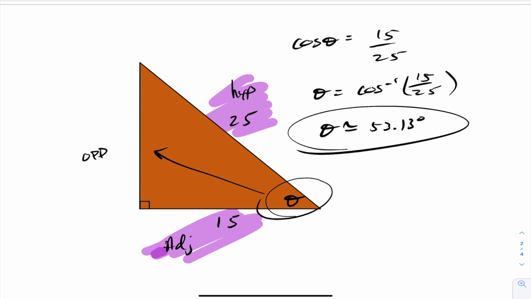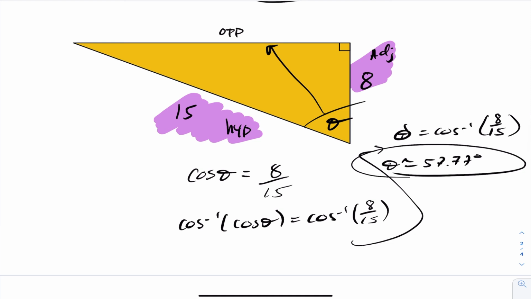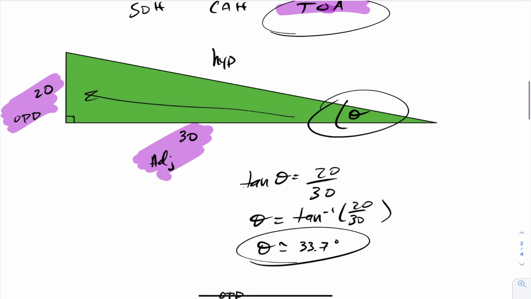Okay, that concludes the lesson for solving for angles of right-angled triangles. You notice it's just a basic extension to the lesson on solving for lengths. Once you understand solving for lengths, you just have the one extra step of taking the cos inverse, sine inverse, or the tan inverse of both sides to find the actual angle. Please make sure your calculator is in degrees as well.